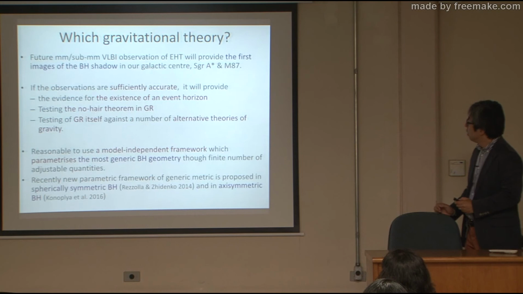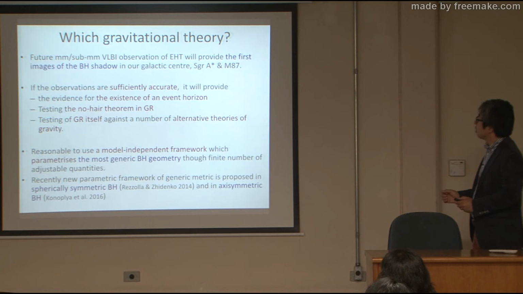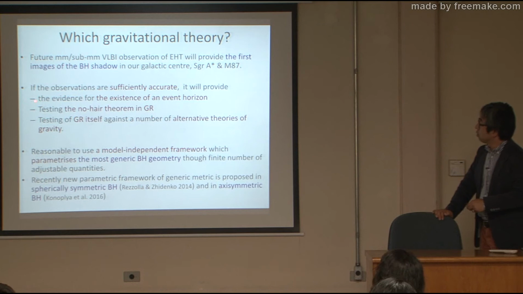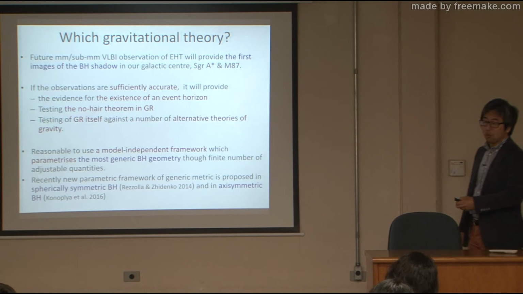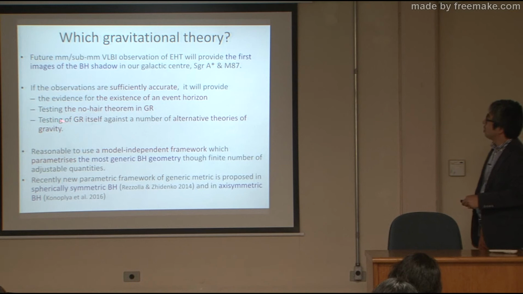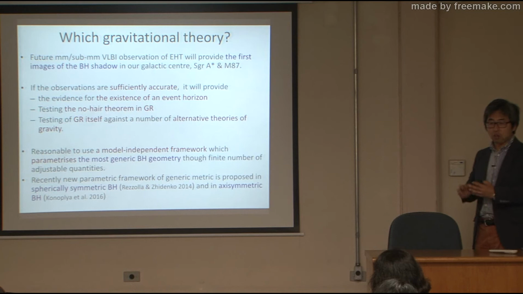So which theory of gravity is correct? Maybe we can get into the first image of the black hole shadow. If the observation is sufficiently accurate, we could provide evidence for the existence of the event horizon, or test the no hair theorem in GR. If the no hair theorem is correct, the black hole doesn't have any hair. But if it is not true and we have an additional hair, that would be a very important finding. Or we can also test GR itself against a number of other theories of gravity. Yes, we are just using some parts of ordinary theories of gravity, through metric theories of gravity, to parameterize the metric.